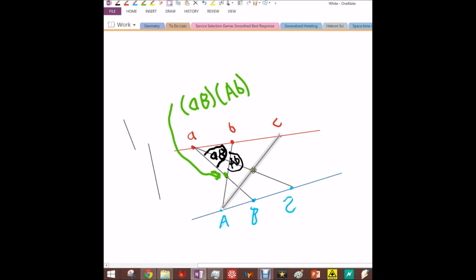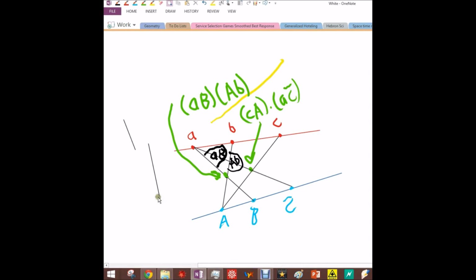Now here's the place where these two lines meet, and the name of that place is little c big A, because it's the line from little c to big A meeting with the line from little a to big C.